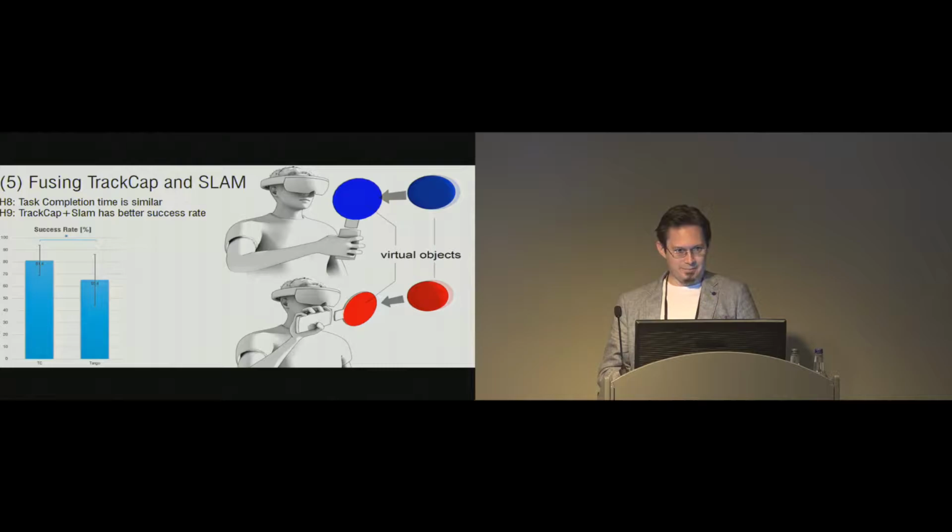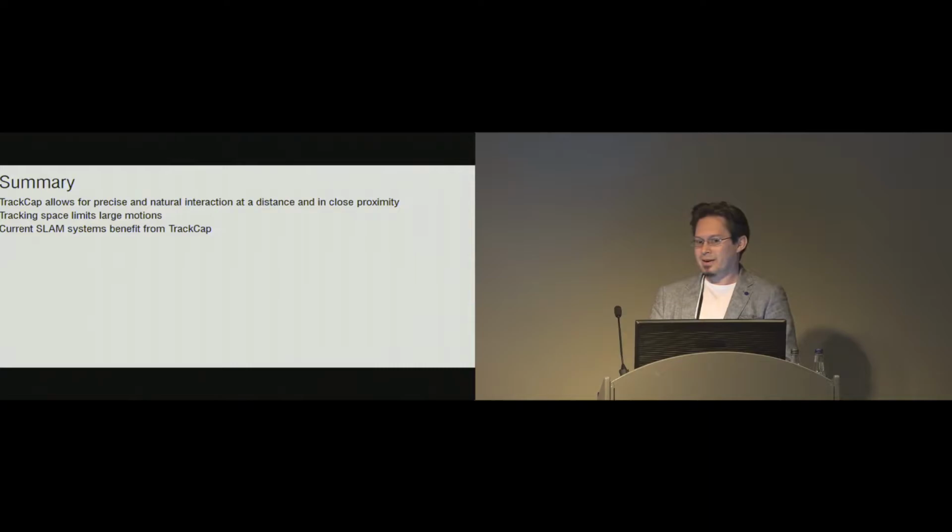Okay. So, as a summary, we can say that TrackCap enables a natural interaction because it's a 6 degrees of freedom controller, and we can overcome the space limitations by using a SLAM system and combining it with TrackCap. They benefit from each other, because using TrackCap, you could always absolutely align your SLAM system with your reference coordinate system, like the HMD in this case.